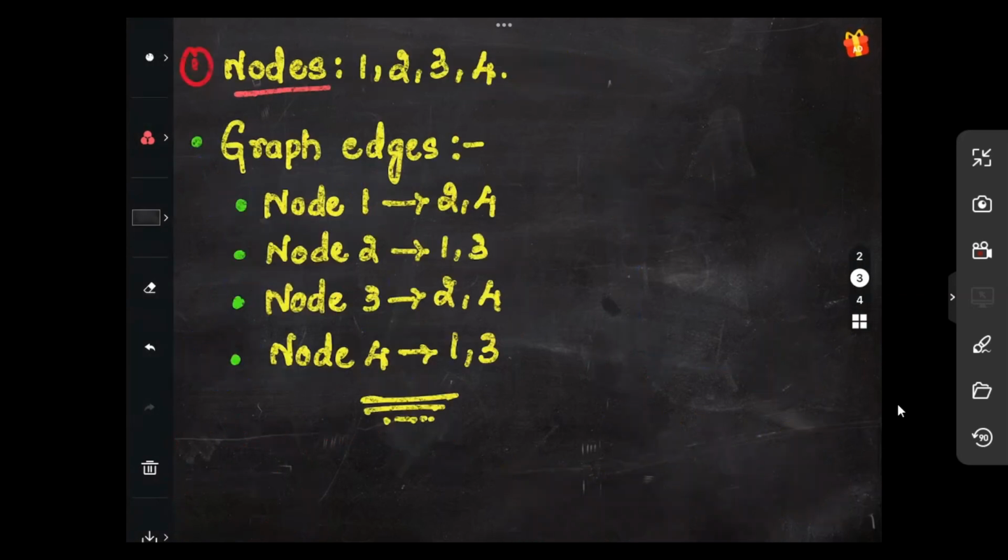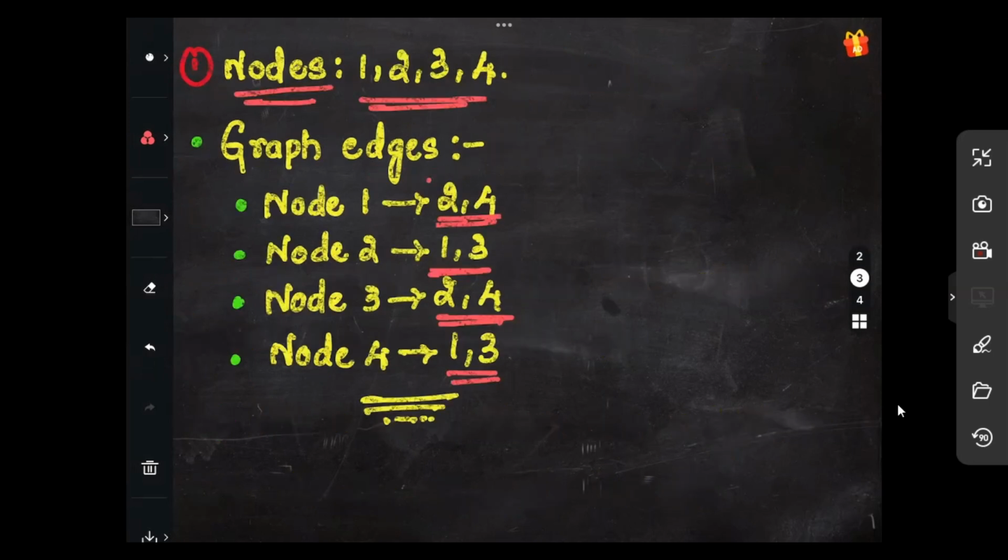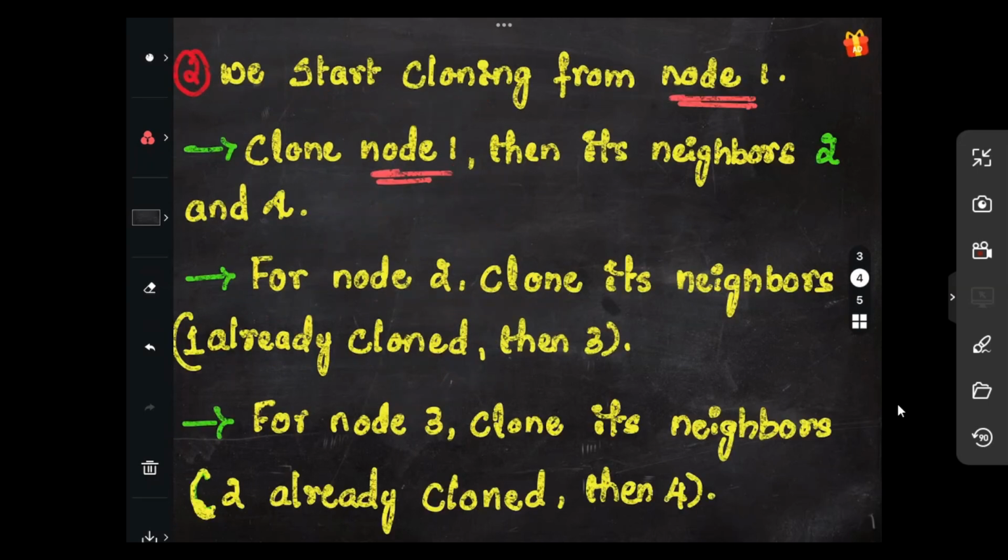Basically, first we have the nodes 1 2 3 4, and the graph edges we have already considered, right? 2 4, 1 3, 2 4, 1 3. This is for node 1, node 2, node 3, and node 4. Next step, we'll start cloning from node 1. We will clone node 1 first, then its neighbors 2 and 4. When I say we will clone node 1, this means its adjacency list, the neighbors 2 and 4, right? We will clone node 1 first, and then its neighbors 2 and 4.